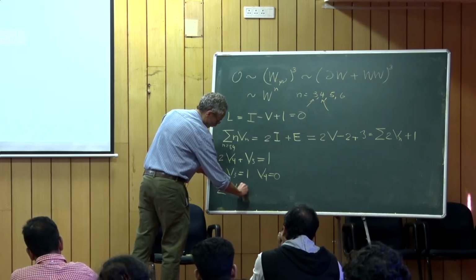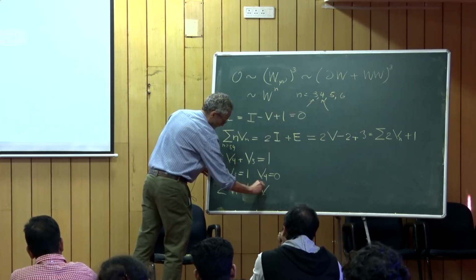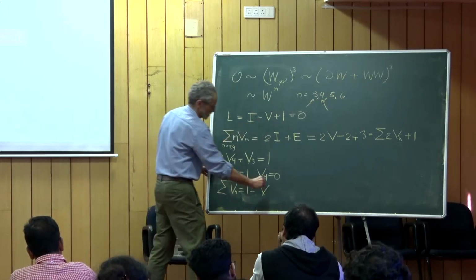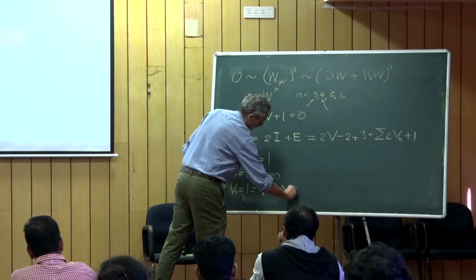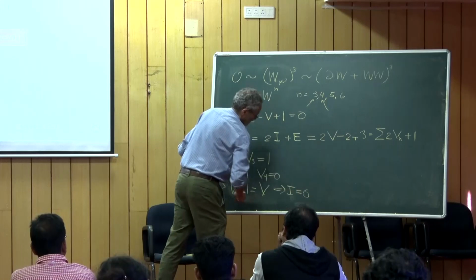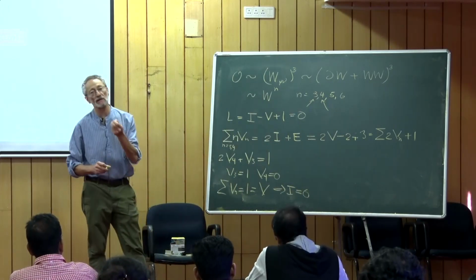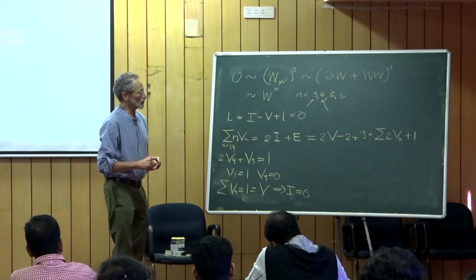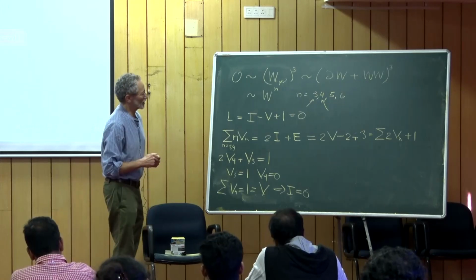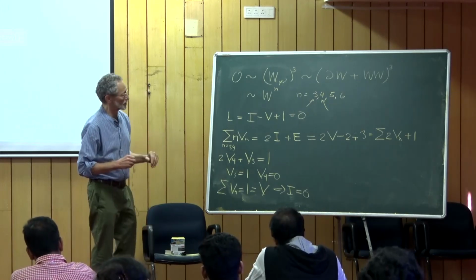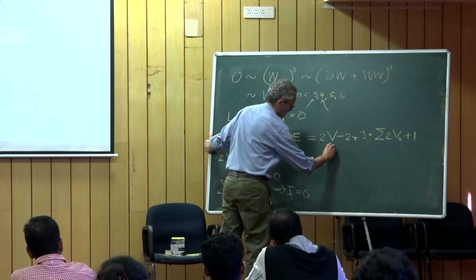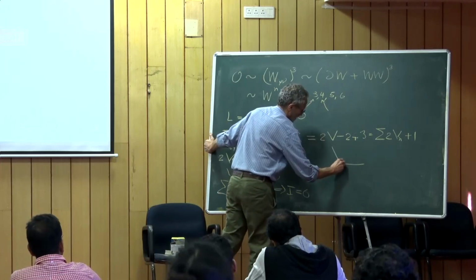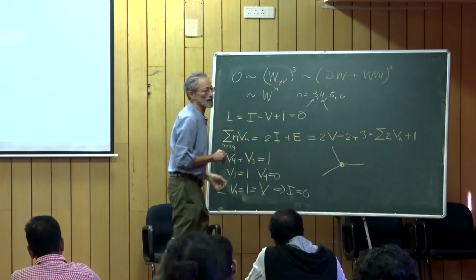So the total number of vertices is 1, and by this expression, the number of internal lines is 0. So what I'm telling you is there's only one tree-level graph that can generate a 3-point vertex, and it's this graph with no internal lines whatsoever.